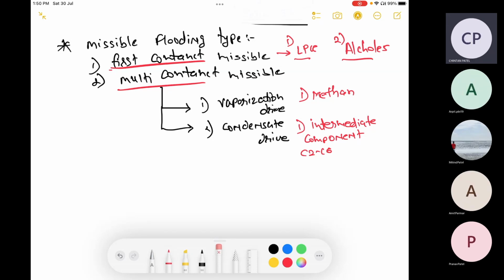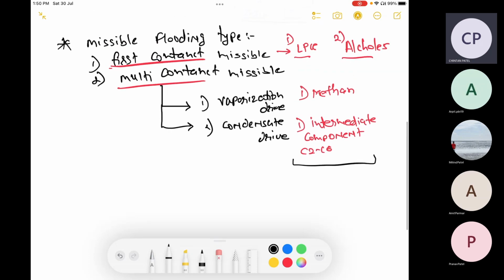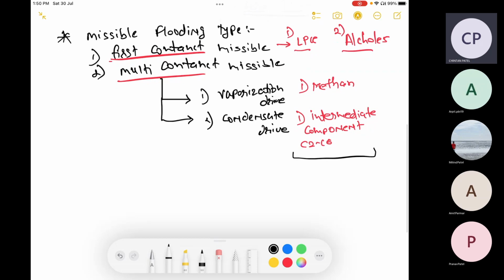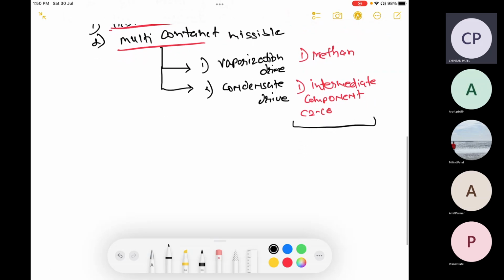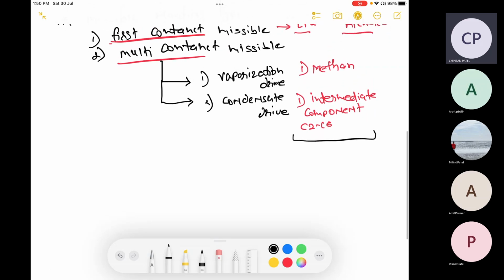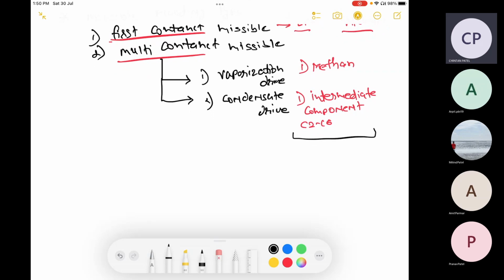So those also belong to this category. This is well sufficient, so you have to remember this. It is important for us to know which substance belongs to which category. Okay, they can ask questions. Let's start the discussion with first contact miscible. Now you all know the ternary diagram of a crude oil, and based on that we can understand all these drives. So we can start with first contact miscible.